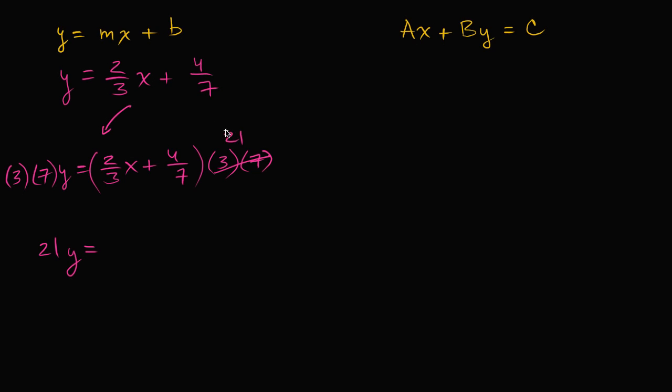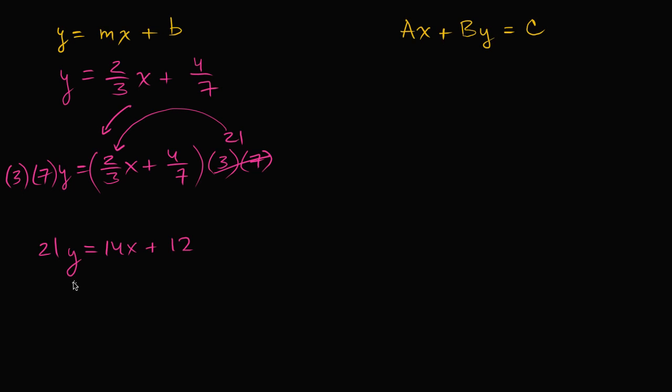And we would distribute the 21. 21 times 2/3. Well, let's see. 21 divided by 3 is 7 times 2 is 14. So it's going to be 14x. And then 21 divided by 7 is 3 times 4 is 12. So just like that, I was able to get rid of the fractions.